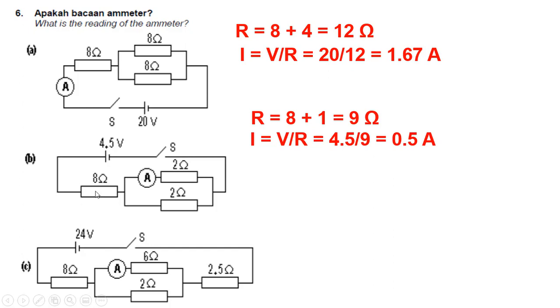So here is 0.5 ampere. Now the current divides by 2 because here is 2 ohm. So easy, we get 0.5 divided by 2 equals 0.25 ampere. Okay, settle question 2.